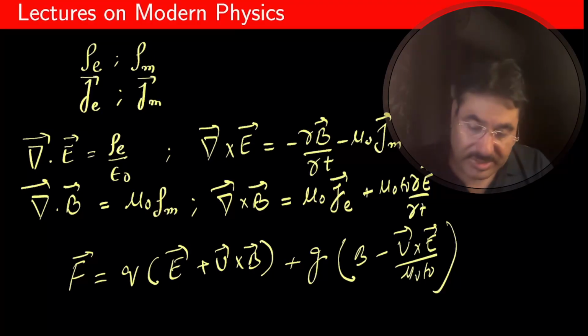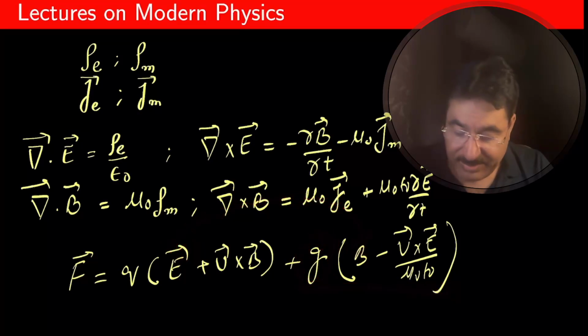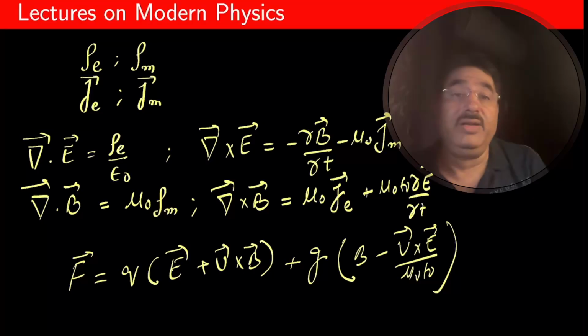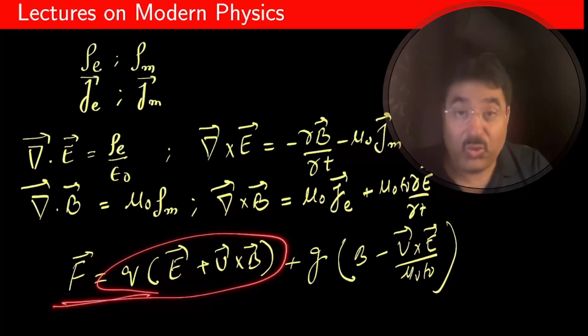So now you can see that we will have a magnetic charge that will experience a Lorentz force of this kind, where the electric field has been replaced by the magnetic field, and the magnetic field has been replaced by the electric field. This is a kind of electromagnetic duality, right?